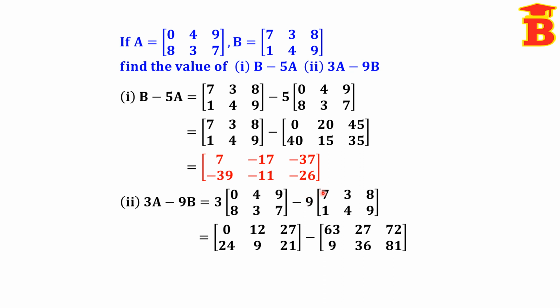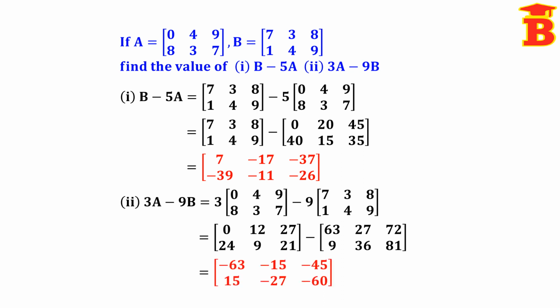Next, multiply the 9 inside. 9 into 7, 63. 9 into 3, 27. 9 into 8, 72. 9 into 1, 9. 9 into 4, 36. 9 into 9, 81.